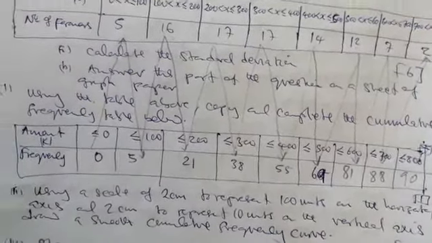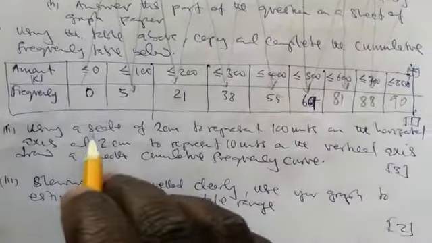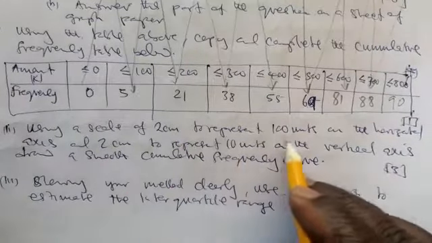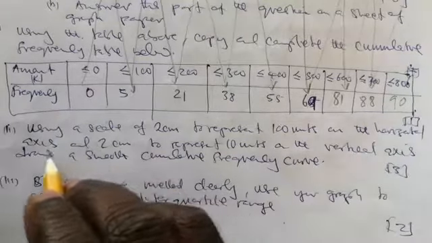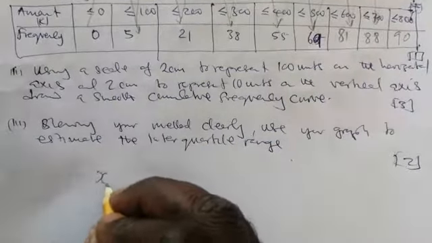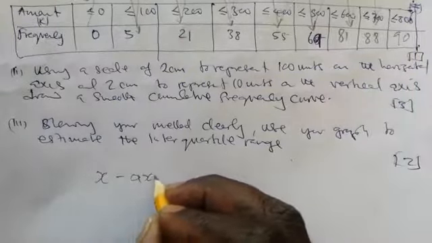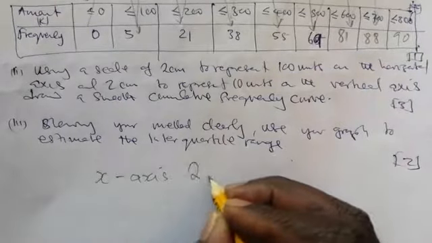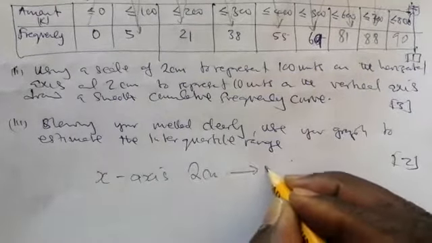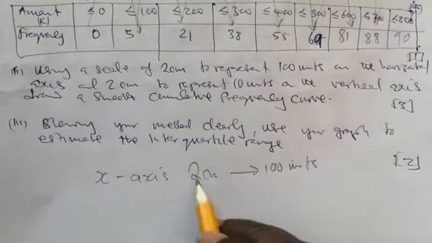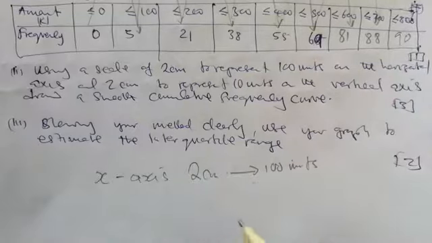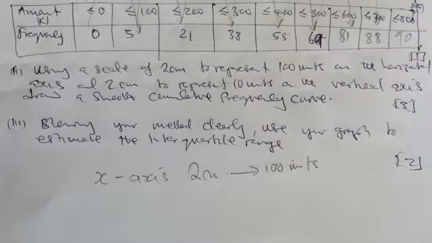So here we have: using a scale of 2 centimeters to represent 100 units on the horizontal axis, that is the x-axis. So on your x-axis, you are going to use 2 centimeters to represent 100 units. Every 2 centimeters, you add 100. So it will be 0, 100, 200, 300, just like that.